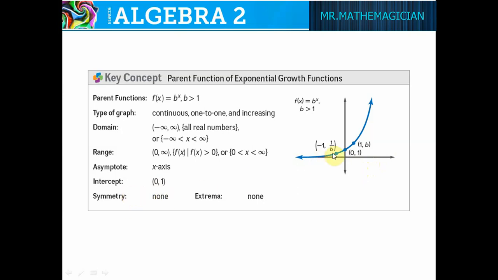It intersects the y-axis exactly at the point (0, 1), because naturally if you substitute with x as 0, it will be b to the power of 0, and any number to the power of 0 will give you 1. No symmetry and no extreme.